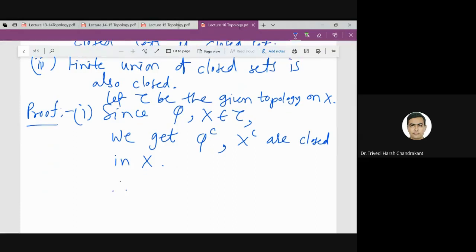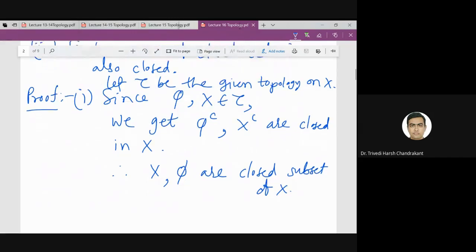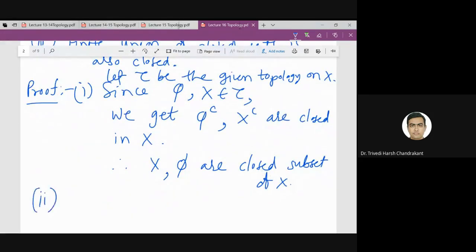So what is phi complement? That is X, and X complement is phi. So both sets are closed subsets of X. So phi and X are open also, and phi and X are closed also. For example, the real line is a closed set and also an open set, and the null set is always closed as well as open.